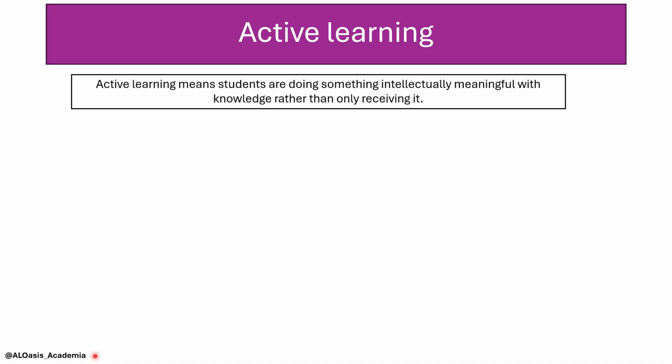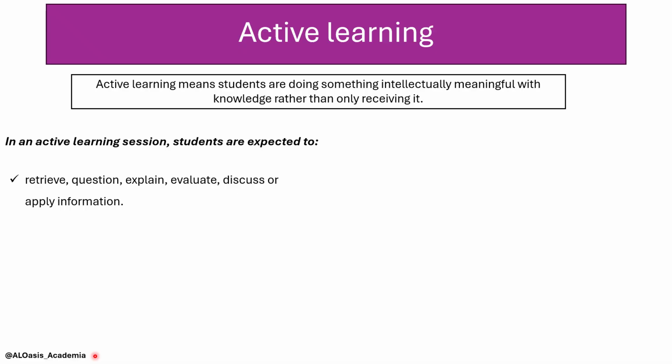Good. So let's have a formal definition of active learning now, which hopefully will make it clearer for you. Active learning just means that the students are doing something intellectually meaningful with knowledge rather than just receiving it. In other words, you don't just sit and receive all the things that you need to study for the exam. In fact, you are engaging with the learning process while you are having the class.